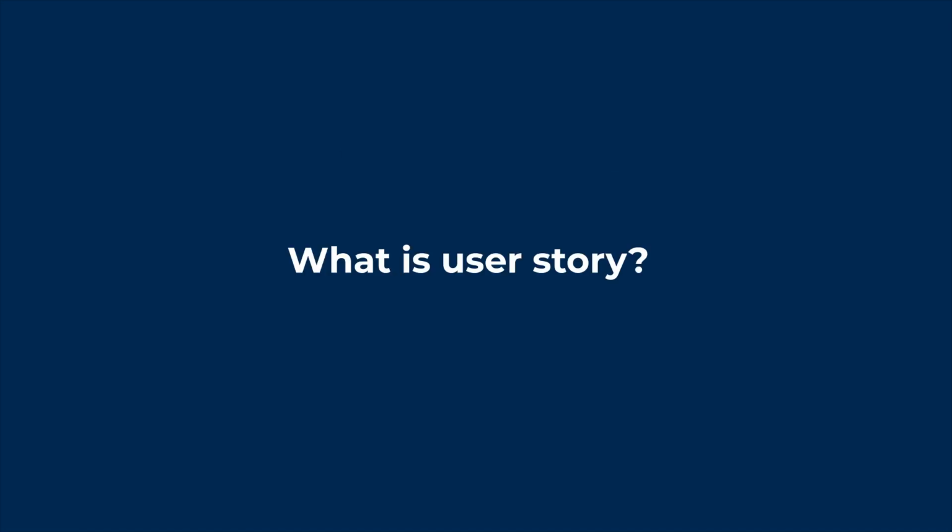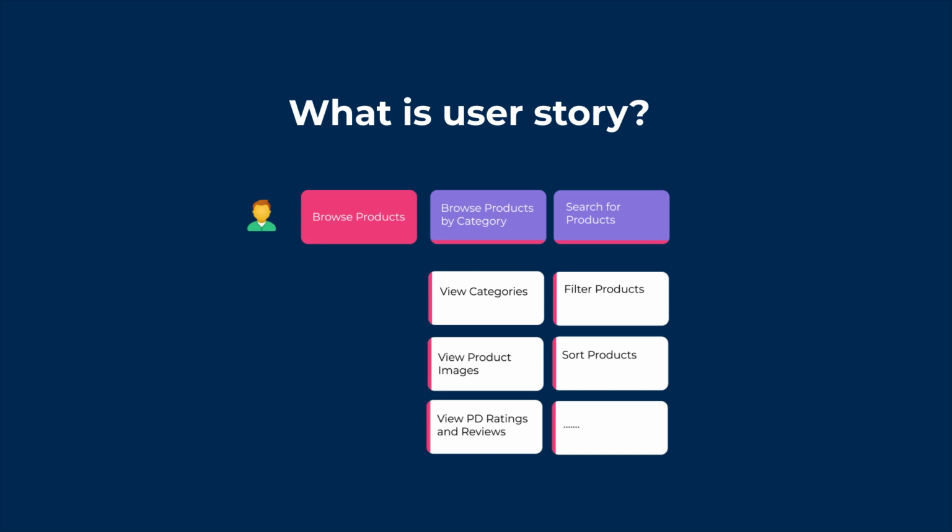What is user story? A user story is a concise, informal description of a feature or functionality from the perspective of an end user or customer. It is typically used in Agile software development as a means of capturing requirements and helping teams to understand what needs to be built and why. A user story typically follows a simple template that includes a description of the user's goal or need, and the benefit or value that the user will gain from the feature or functionality.